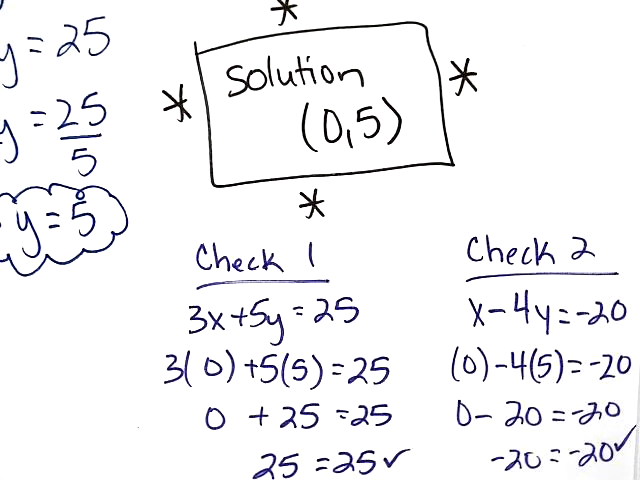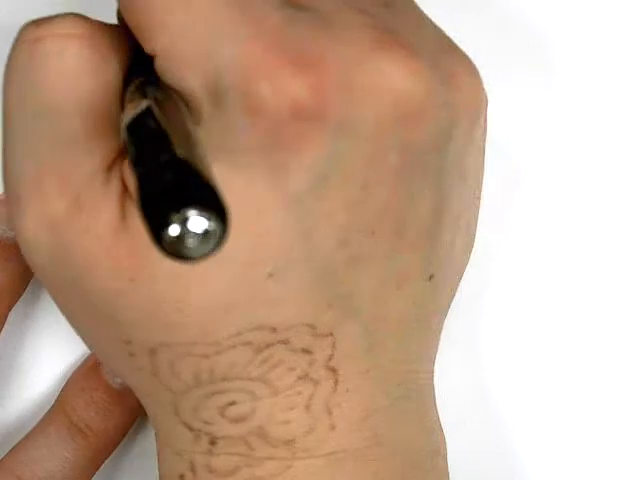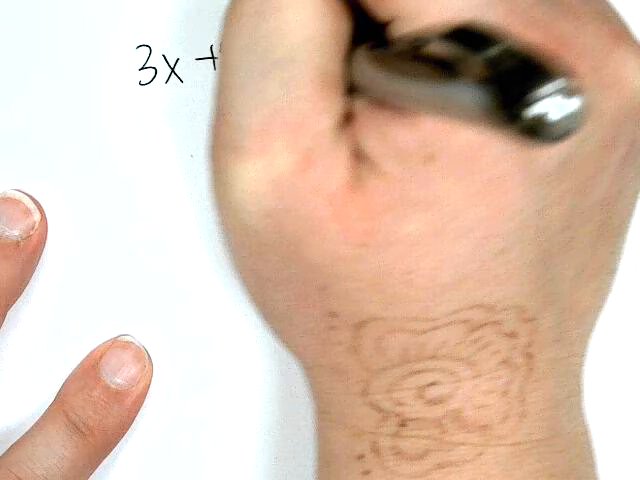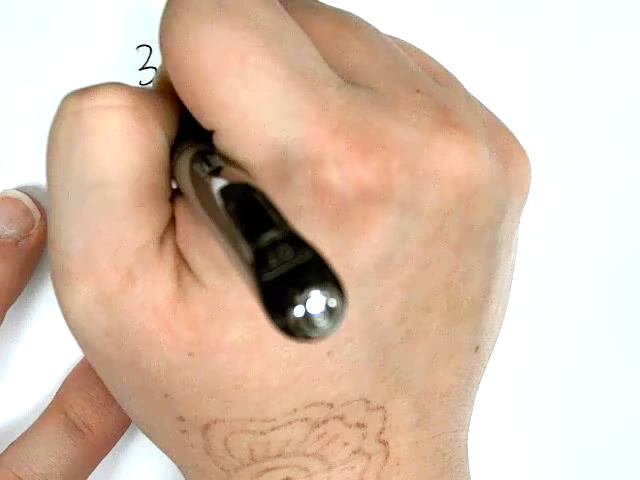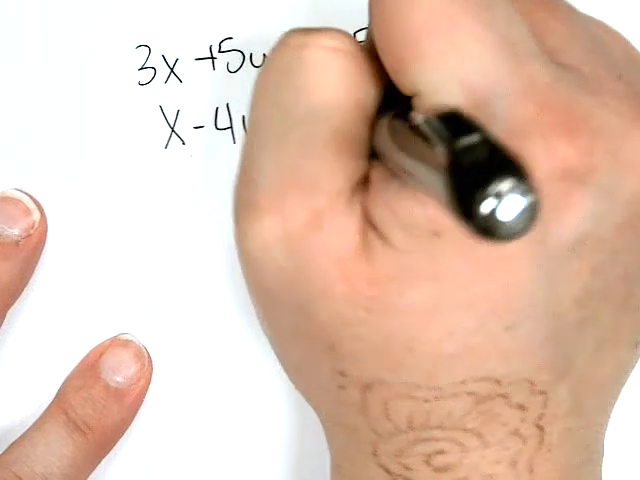Okay? So I told you guys there's lots of different ways to do it, right? So if that multiplying by 4 and 5 really didn't make sense to you, let's take a look at another possible way to do it. Okay, so if you've got another piece of paper, go ahead and grab it, or if you've still got room on the paper you were writing on, that's cool too. And I'm going to go ahead and rewrite those original equations. 3x plus 5y equals 25. And x minus 4y equals negative 20.